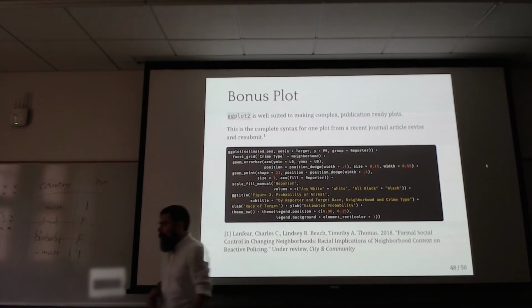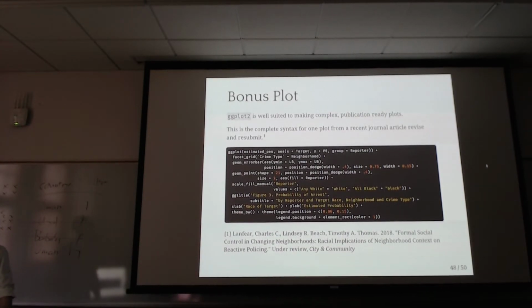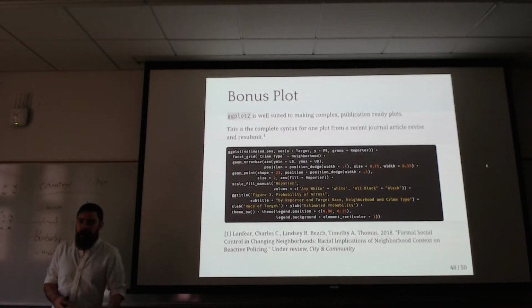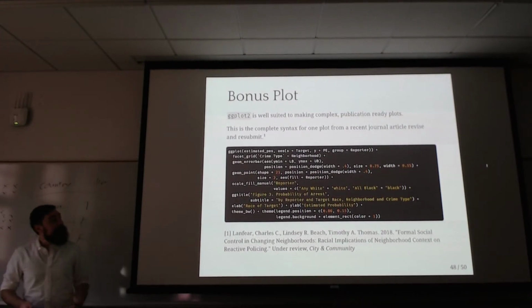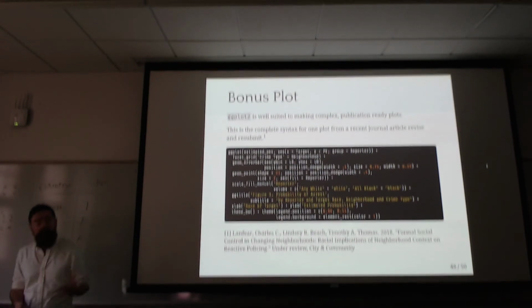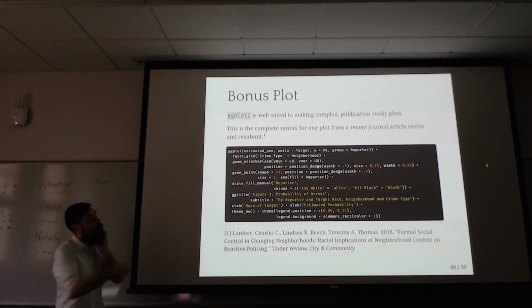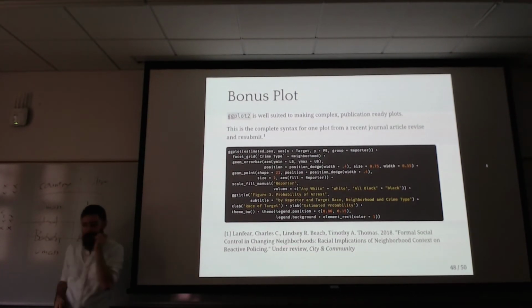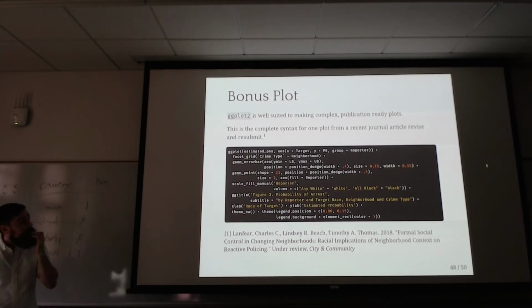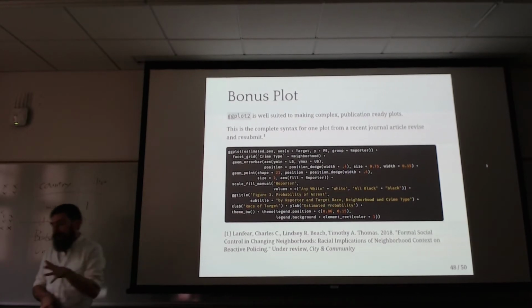So just yesterday I decided I would add in a bonus plot because I want to show that you can actually make complex publication-ready graphics in ggplot without breaking yourself writing huge amounts of code. So this is the complete syntax. I mean, this is every bit of syntax involved in the generation of the graphic for a plot in a recent journal article that I sent in on R&R to the journal City and Community with a couple of my co-authors. So this plot has a fairly large number of layers. You're going to see why in a second.